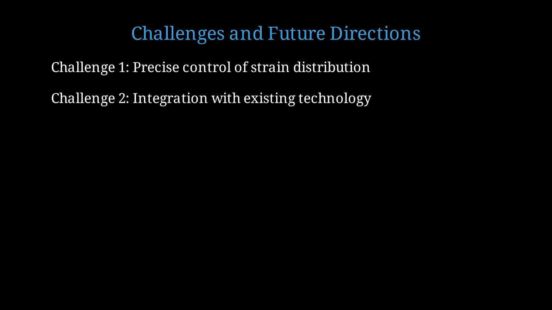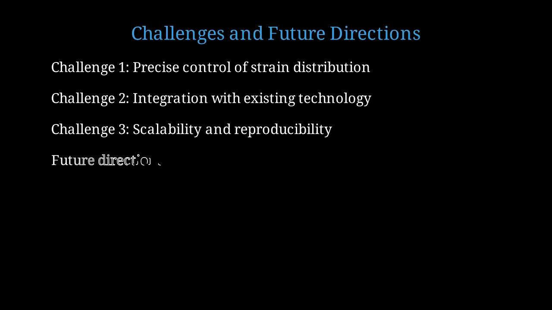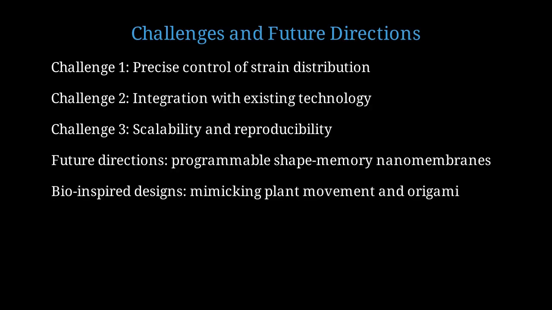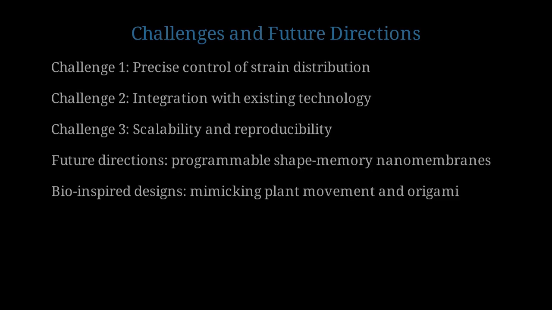Most electronics fabrication is based on flat substrates. Third, scaling up to production while maintaining reproducibility is challenging. Each structure is somewhat unique due to stochastic factors in the release process. Looking forward, researchers are developing programmable shape-memory nanomembranes that can switch between multiple configurations on demand. Bio-inspired designs that mimic plant movement or natural origami patterns offer new possibilities for soft robotics and adaptive structures.